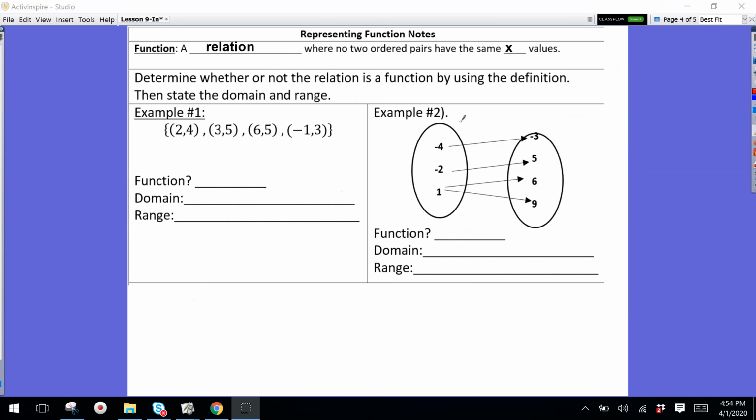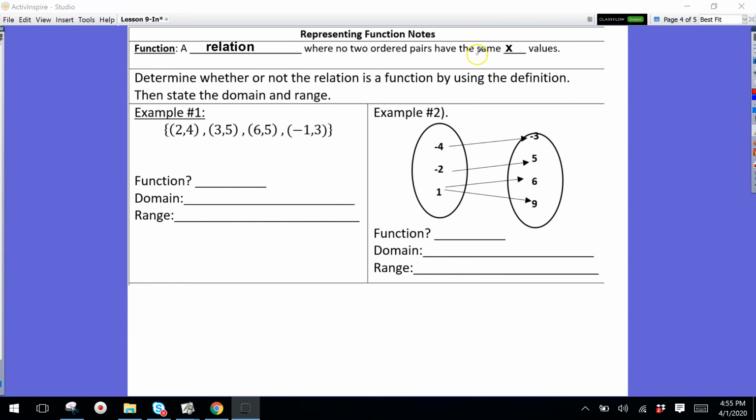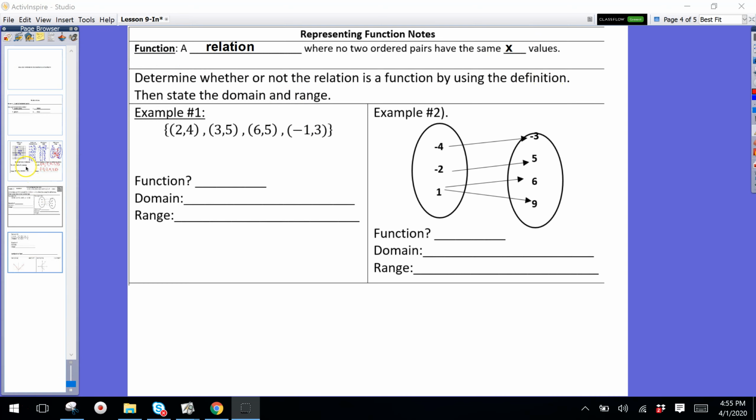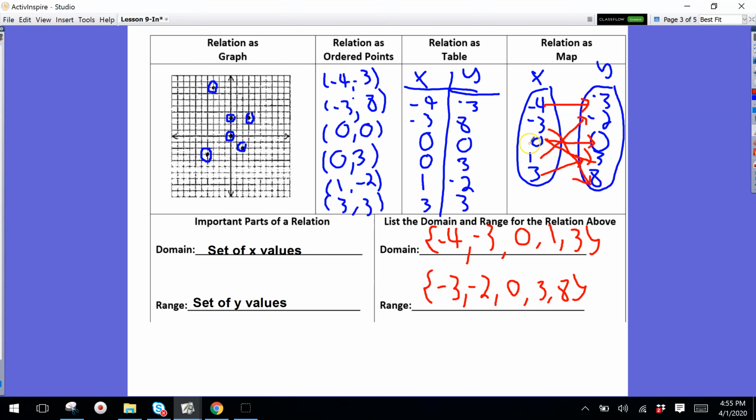Okay, now a very special type of relation is called a function, and basically what a function is, is a relation, so a set of ordered pairs where no two ordered pairs have the same x value. So let's come up to the relation we did above. This one would not be a function because this little awkward thing happened here where the 0 was mapped to 0 and it was mapped to 3.